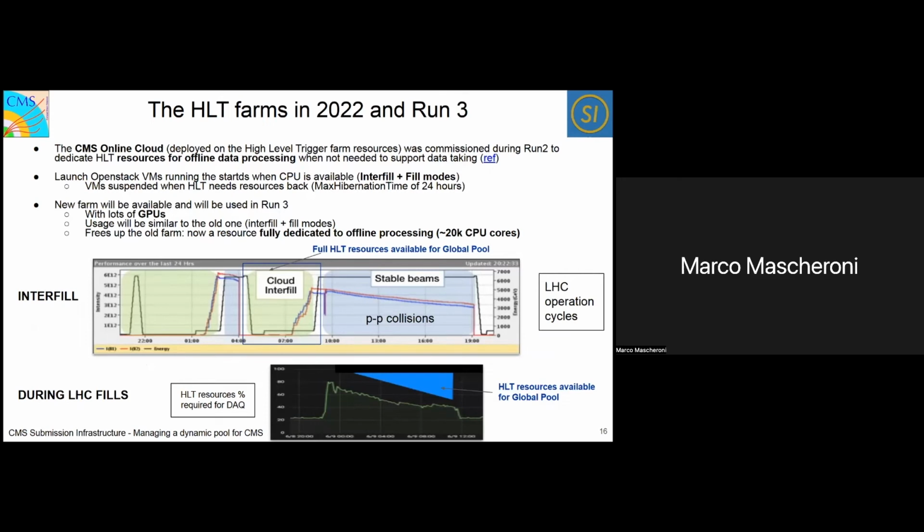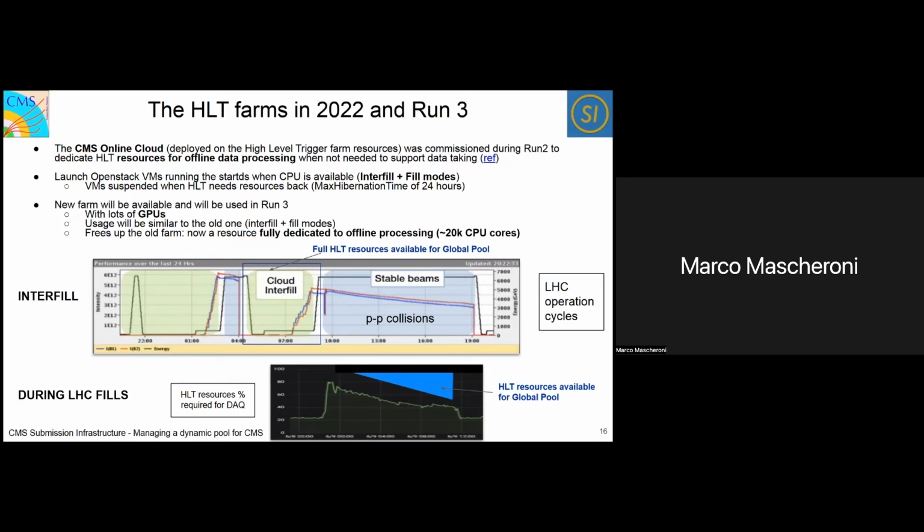The HLT farm is one of the places where we use these StartDs. The HLT farm is the High-Level Trigger farm, which is a farm located very close to where collisions are taken in the detector, and is the farm responsible for doing the immediate computation on the events and selecting which events are of interest and which events need to be stored for later reprocessing.